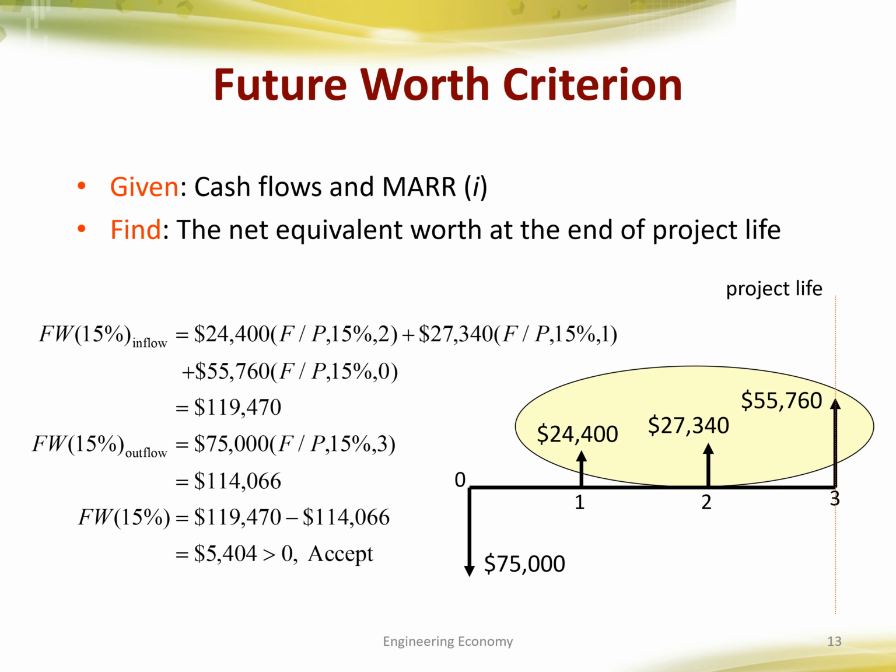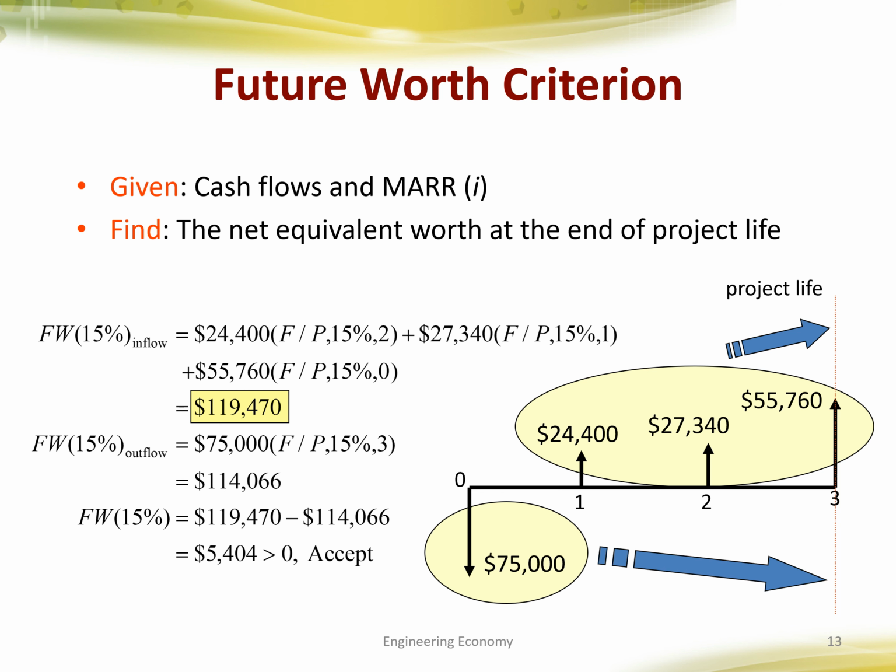Okay, that's the result. So again, inflows, outflows, and the result is we'll accept. Okay, because the net is positive. So this decision rule tells us if it's positive, then we'll accept.